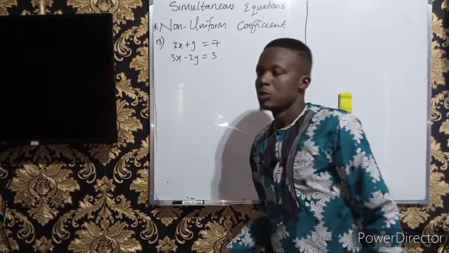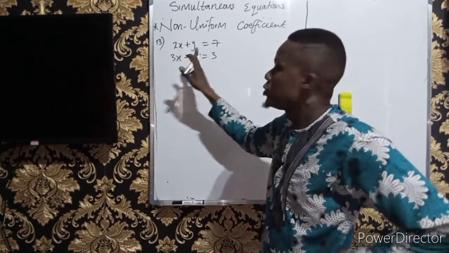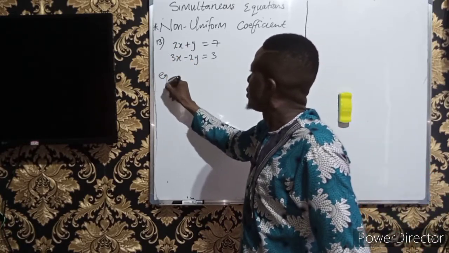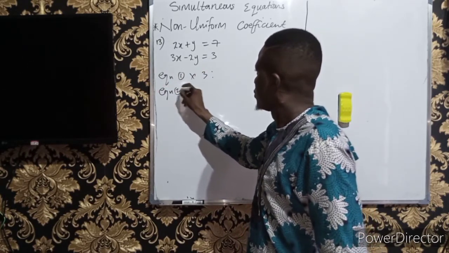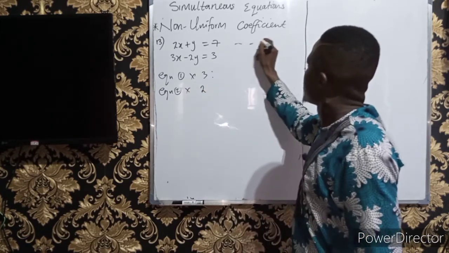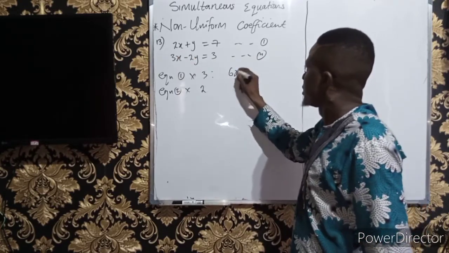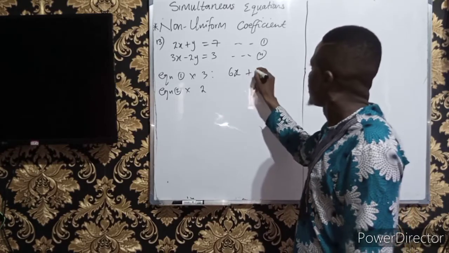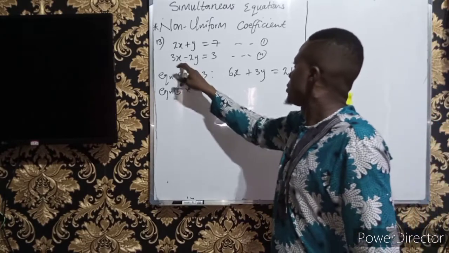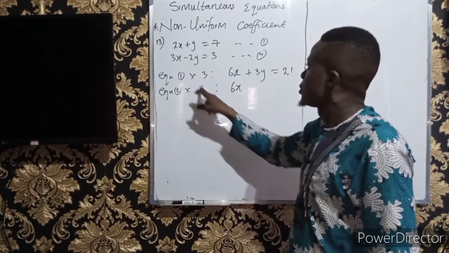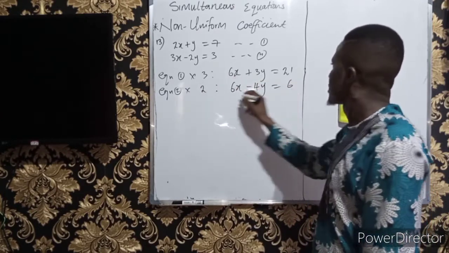Let's take the next one. So in number 13 we have this given equation. I have to solve the coefficient again to make them equal. So I will say equation 1 times 3 and equation 2 times 2. Remember, this is 1 and this is 2. Okay, so 3 times 2x will give us 6x. 3 times y is 3y equals 3 times 7 is 21. Now 2 times 3x will give us 6x. 2 times minus 2y is minus 4y, and 2 times 3 will give me 6.